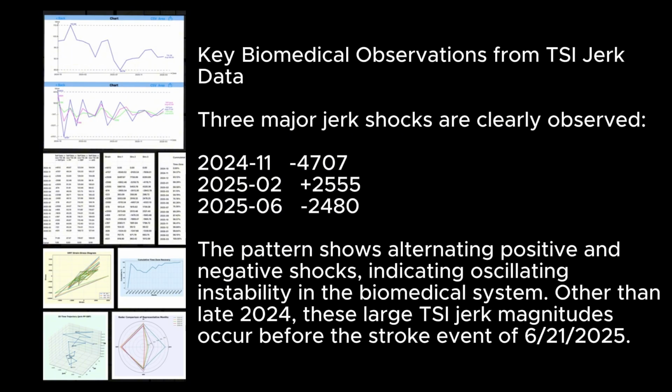Key biomedical observations from TSI jerk data. 3 major jerk shocks are clearly observed: 20-411 for 707, 20-502 555, 20-506 480. The pattern shows alternating positive and negative shocks, indicating oscillating instability in the biomedical system, other than late 2024. These large TSI jerk magnitudes occur before the stroke event of June 21, 2025.